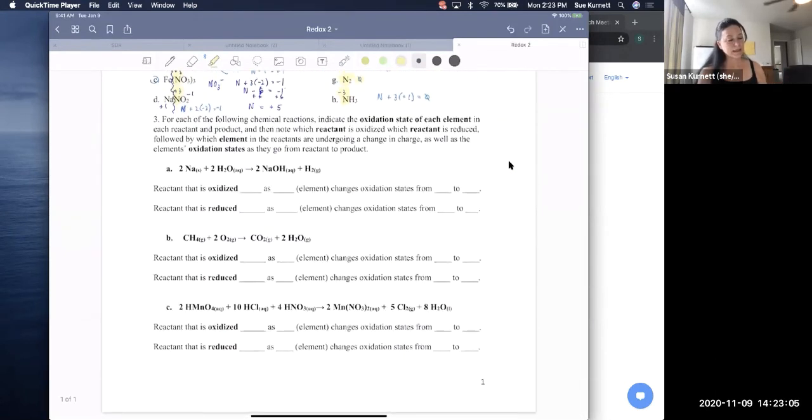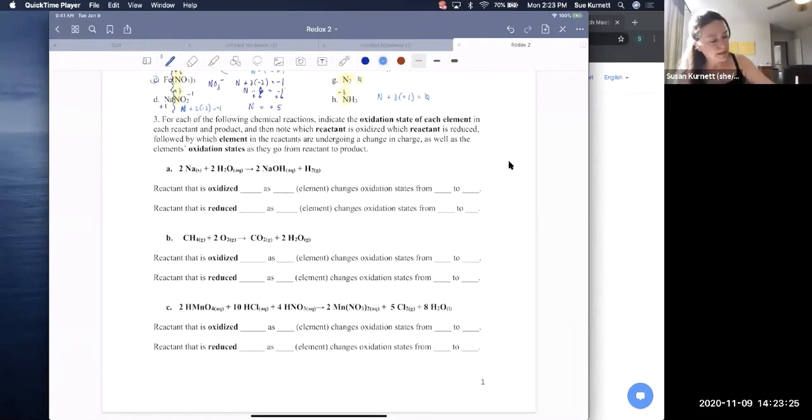The reason I'm doing this again is because this is something you're going to turn in tomorrow for points. I want to make sure that it's clear how you're supposed to fill in the blanks. So for each of the chemical reactions, indicate the oxidation state of each element in each reactant and product. So I need to go through and assign some oxidation numbers.